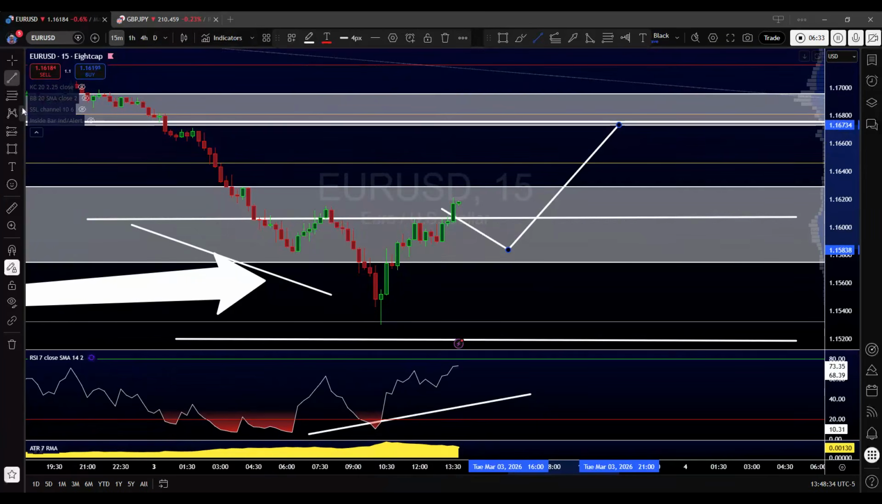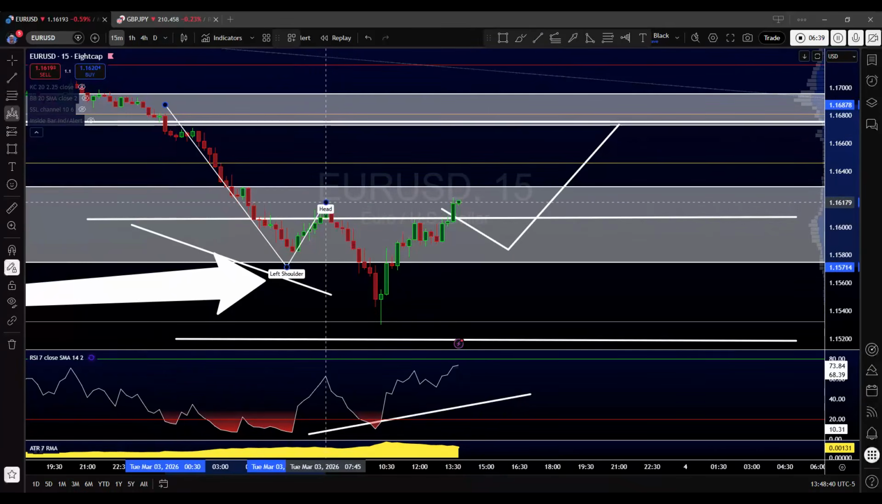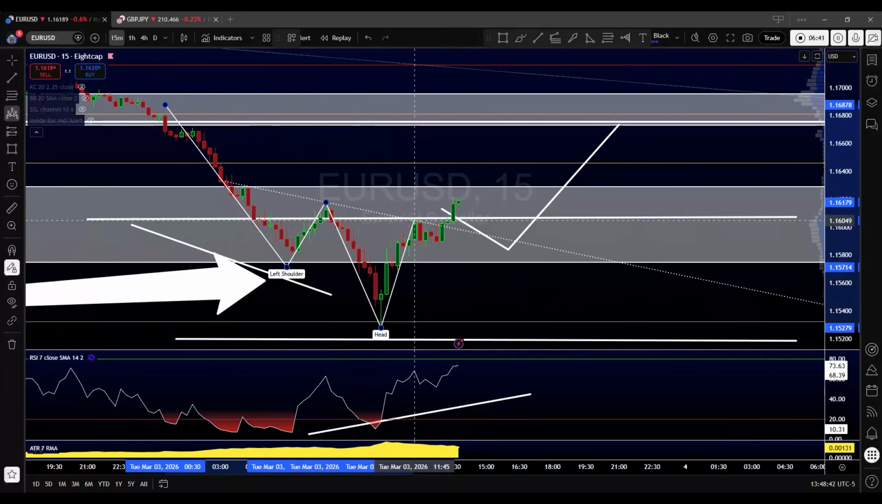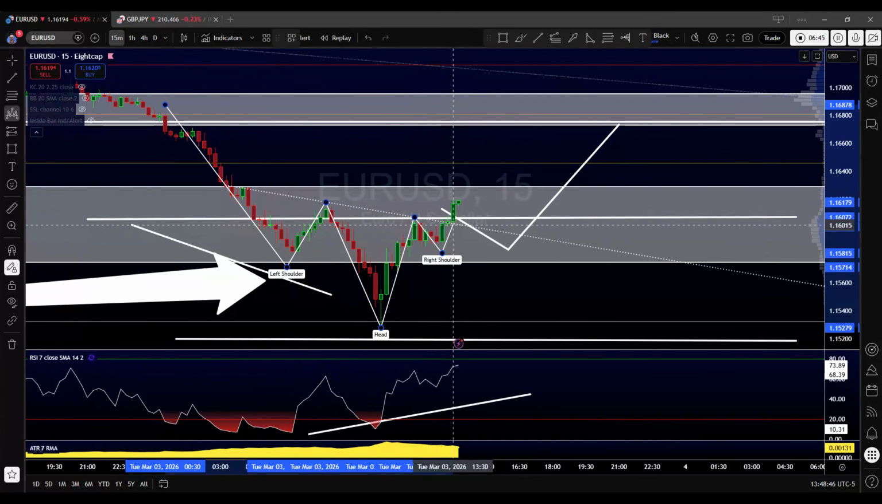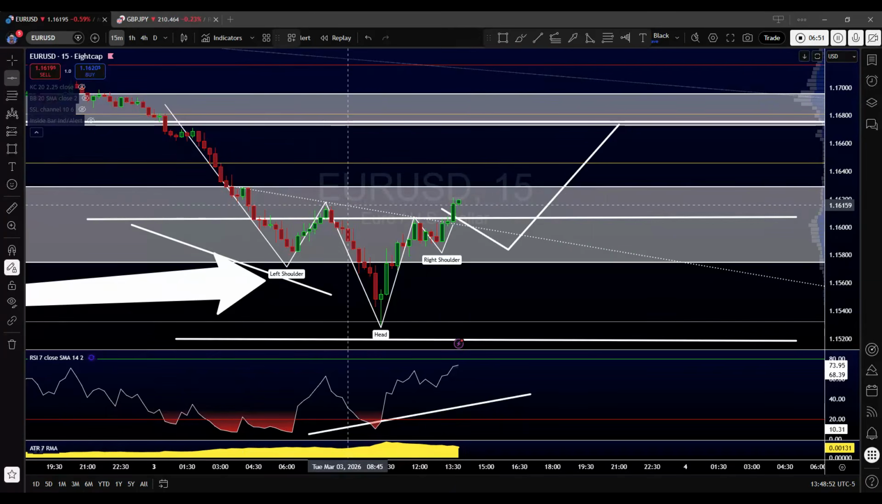Here's a better picture of the head and shoulders. So let's look at this on the 15. You can see price action came down, left shoulder, boom, head, boom, right here, right shoulder. We broke and closed above the slanted trend line. Let's see if we did that above the horizontal trend line. We did break and close above both.